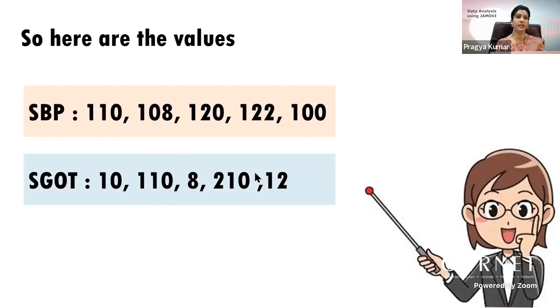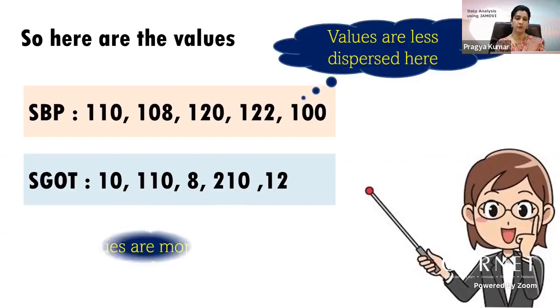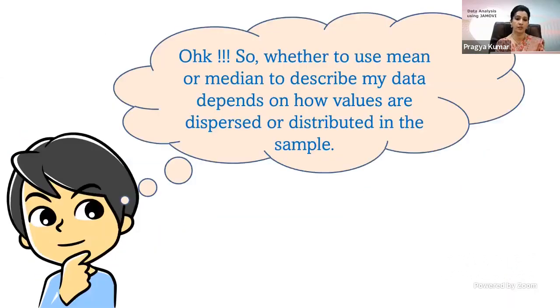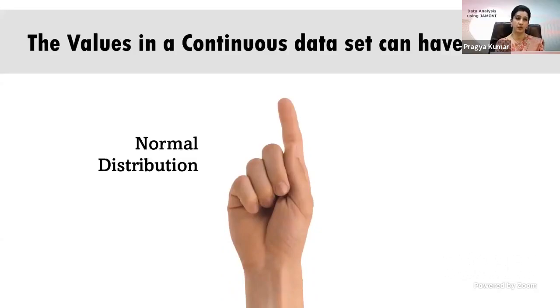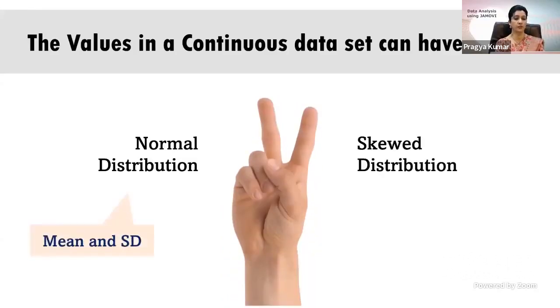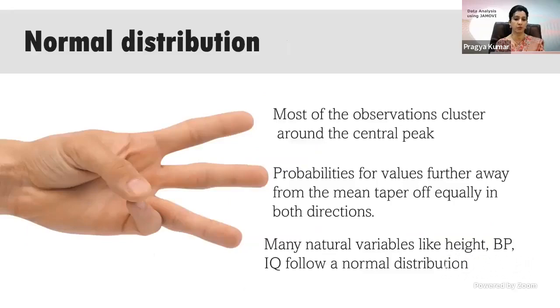So with the raw data, can you say where the variability is more? Definitely you're very right that variability is more in the case of SGOT, because here they are highly dispersed, like 10 is also there and 210 is also there. So for such data where the values are more dispersed, you should use the median that we have seen. Now the values in a continuous data set, you may have a normal distribution or you may have a skewed distribution. For a normal distribution, we use the mean and standard deviation. For a skewed distribution, we use the median and interquartile range.